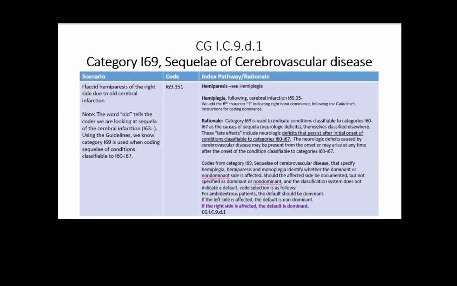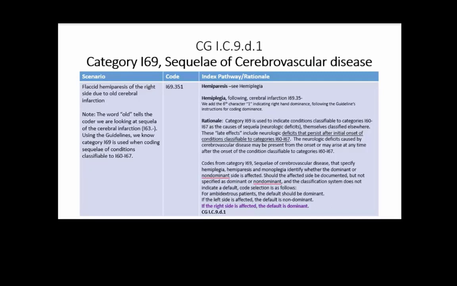In this particular scenario, the word old tells the coder we're looking at sequela. And we know from our guidelines that category I-69 is used when coding sequela. And I make a note here in the rationale to just make a point of always remembering this is a deficit that's persisting after the patient's been discharged.